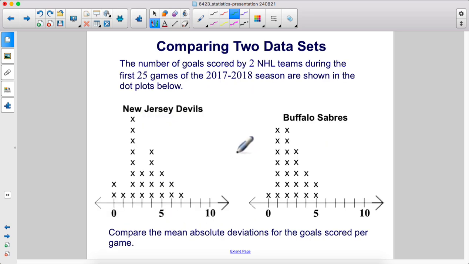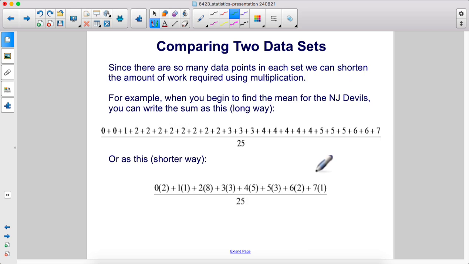The number of goals scored by two NHL teams during the first 25 games of the 2017-2018 season are shown in the dot plots below. Compare the mean absolute deviations for the goals scored per game. Since there are so many data points in each set, we can shorten the amount of work required using multiplication. For example, when you begin to find the mean for the New Jersey Devils, you can write the sum like this. But you could also group together the same numbers.